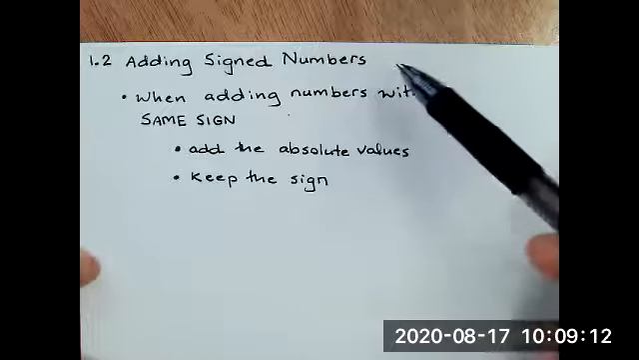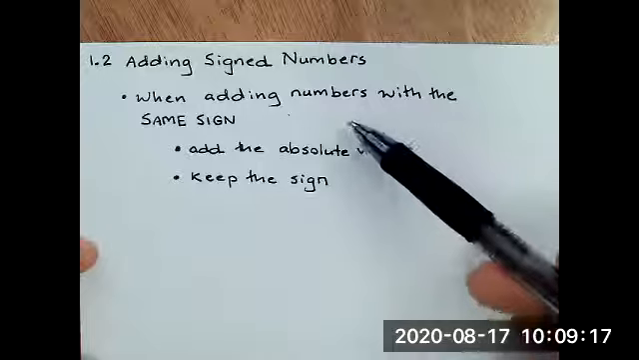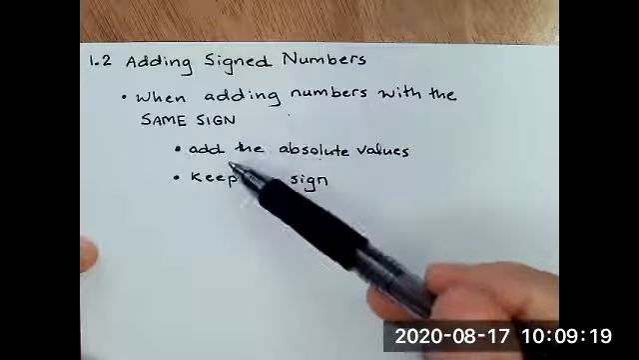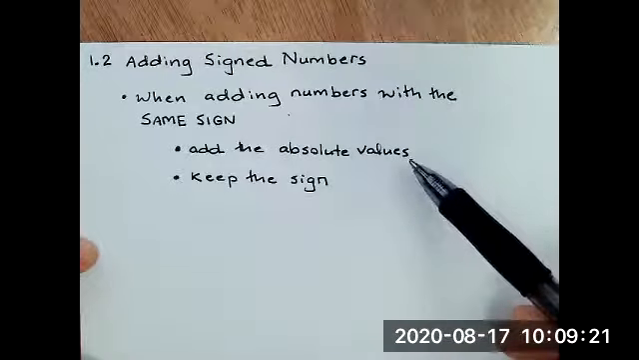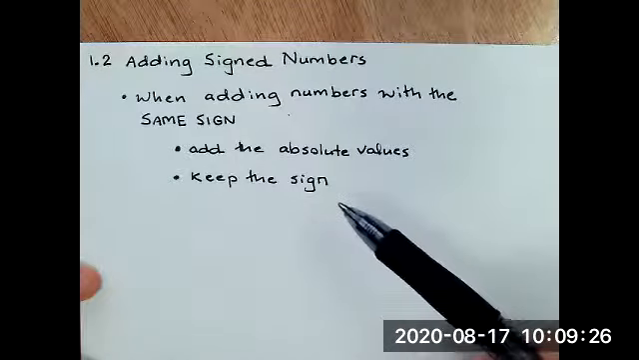All right, let's talk about adding signed numbers. First, when adding numbers that have the same sign, you're going to add the absolute values and keep the sign. Let's do some examples.